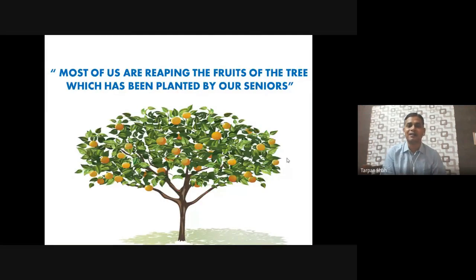Most of us are reaping the fruits of the tree which has been planted by our seniors. So I would like to extend my sincere thanks and gratitude to all my professors at KLE's Institute of Physiotherapy, Belgaum, NITTE Institute of Physiotherapy, Mangalore, and Sri Swaminarayan Physiotherapy College management, staff and students who had a significant impact on the professional aspects of my life, and all the principals and professional seniors in Gujarat for their continuous guidance to me. Thank you very much.